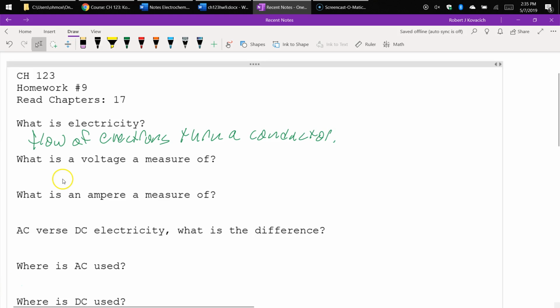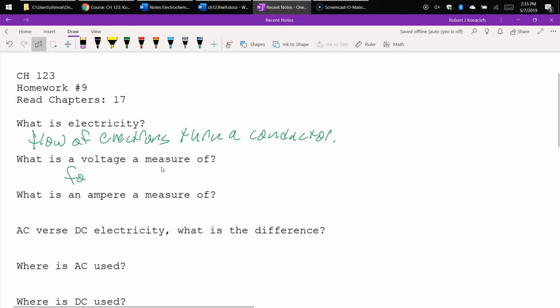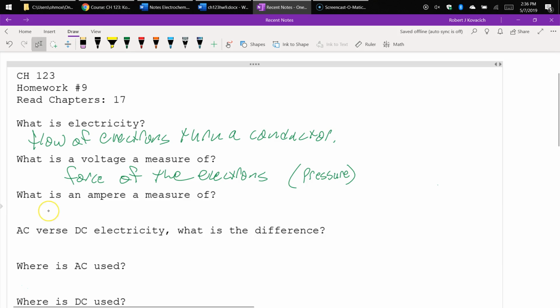And voltage measures the force with which the electrons move through the conductor. What's a water analogy? Gradient. How about pressure? Okay, and ampere? Okay, I don't mind flow rate.